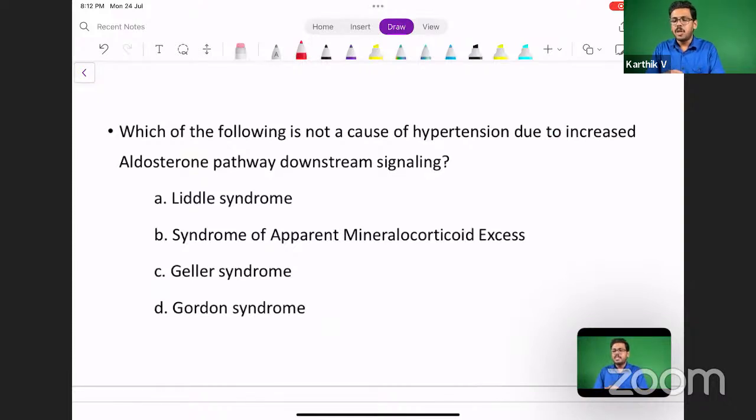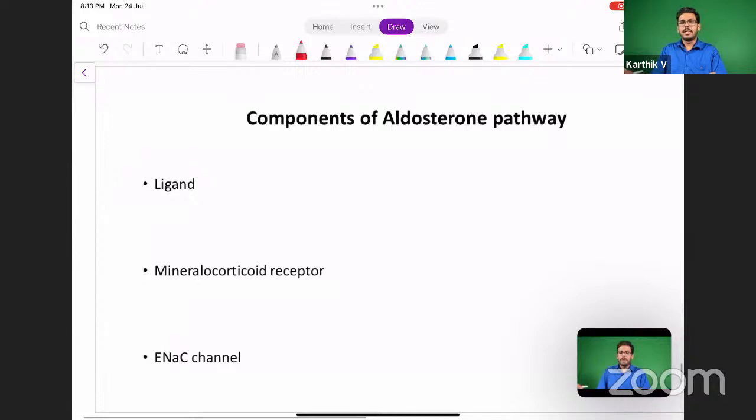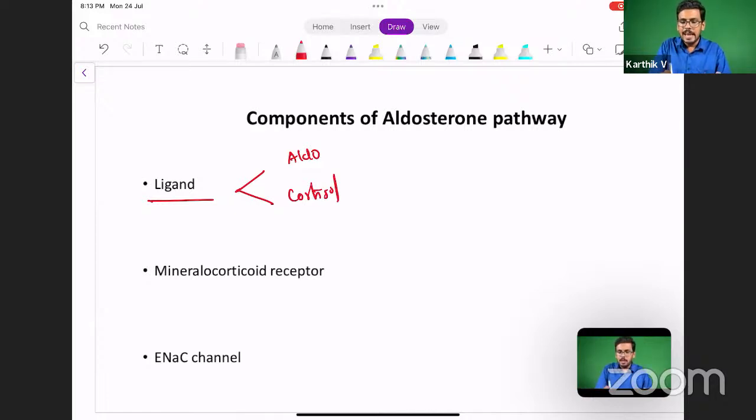Which of the following is not a cause of hypertension due to increased aldosterone pathway downstream signaling? Now, aldosterone pathway components include the ligands. So we have just learned what the ligands are. Can be either aldosterone itself or cortisol. Then the ligand binds to the mineralocorticoid receptor. Mineralocorticoid receptor causes a downstream signaling which eventually activates the epithelial sodium channel. So these are the three essential components of the aldosterone pathway.